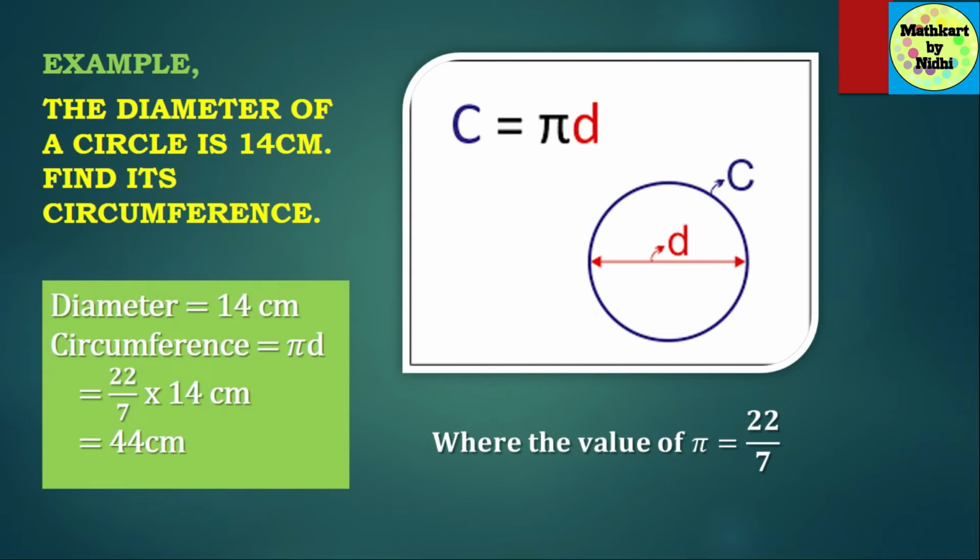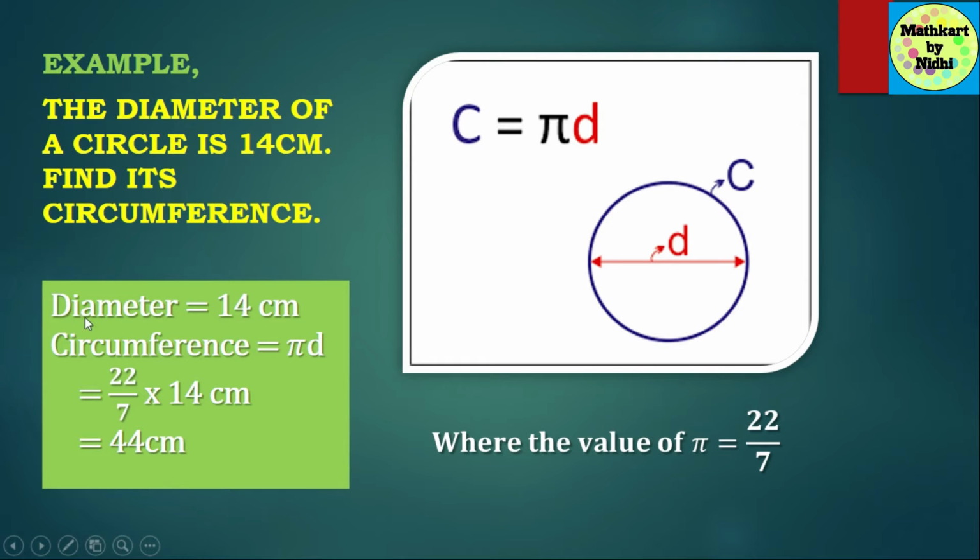So now let us see through an example how we can use this formula to find out the circumference of the circle. Suppose in this question the diameter of a circle is 14 centimeter. The diameter has been given, 14 centimeter. Find its circumference. So we need to find out the circumference of the circle. So how to find out that?